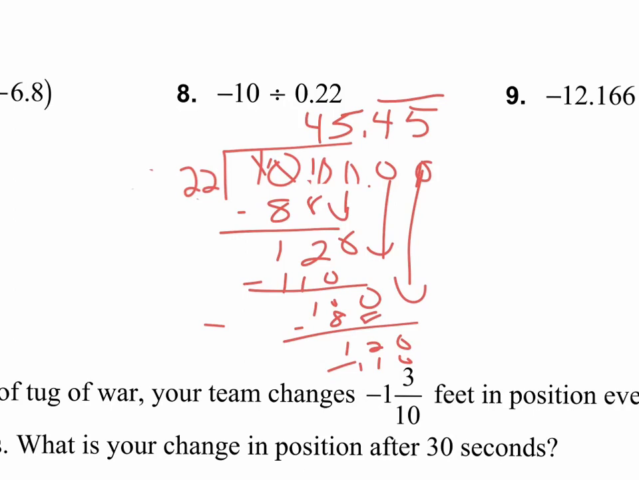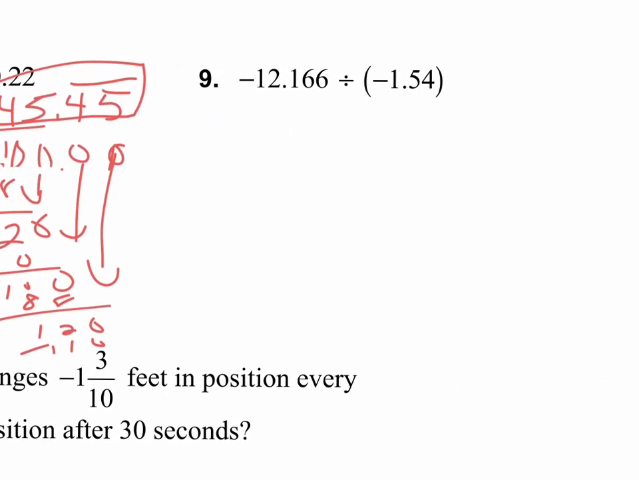So it's 45.45, and then we decided earlier it's going to be a negative, and so my answer is negative 45.45 as my answer. Okay, so one big thing is, remember, if there is a decimal outside the box when you're dividing, that decimal, you have to make it a whole number, so you have to move the decimal over. But what you do to the outside, you have to do to the inside. All right, moving on, number 9.